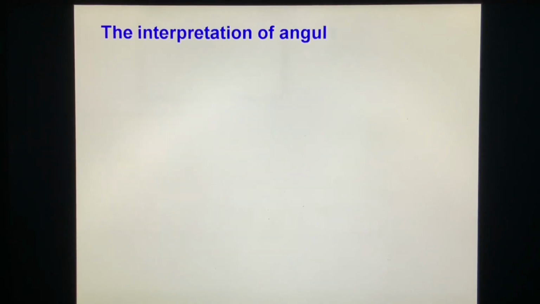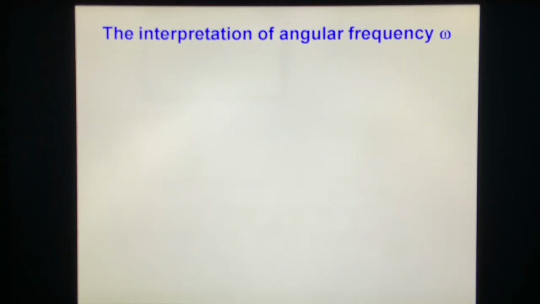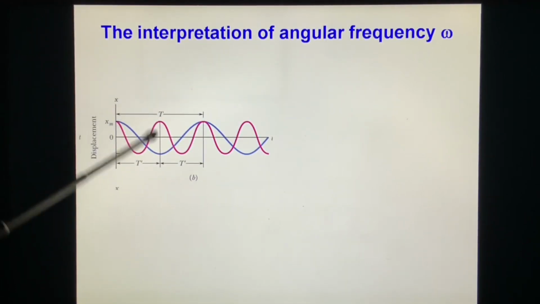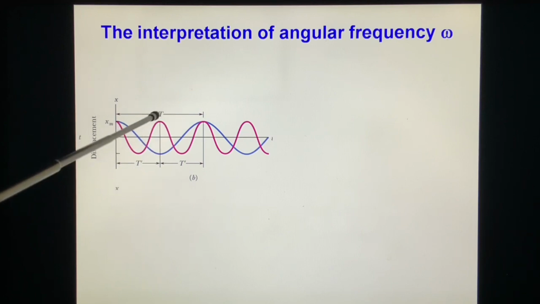The interpretation of an angular frequency omega. Well, the frequency is how many times you repeat in a second. The angular frequency, we look at this one. We know the periods are different, right? The amplitudes are the same.